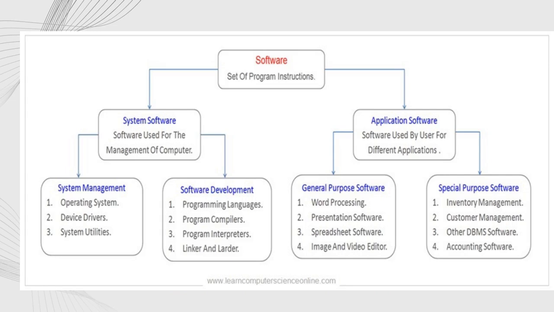The computer system needs basically two types of software components. The first type is application software and the second type of software is called system software. An application software is designed to allow computer users to perform various tasks on the computer. For example, Microsoft PowerPoint, Microsoft Word, Excel, etc.